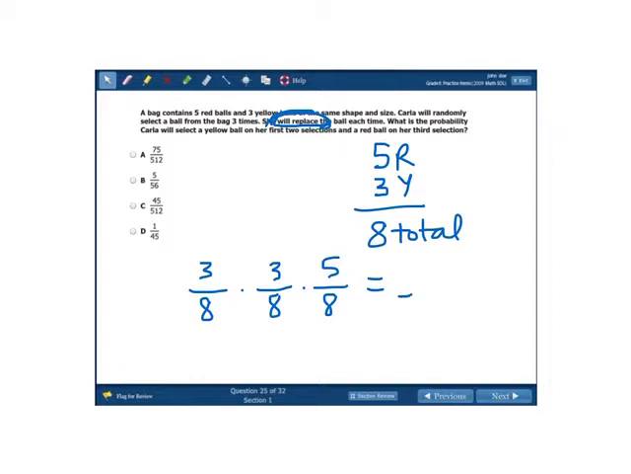Yep, 512 for the denominator. And 3 times 3 is 9, times 5 is 45. So the answer comes out to be C, and there's nothing to simplify on this one.